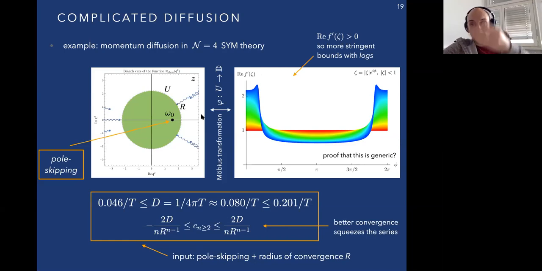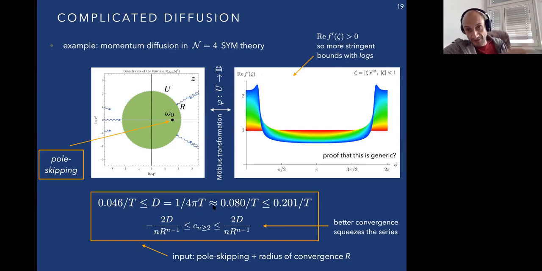Now, which point am I going to pick where I know the function? Well, I'm going to pick the pole skipping point because that's actually easy to compute from holography. All right. Then I use this machinery, I check that everything's okay, and I plug it into the bounds. And here actually one can use these more stringent bounds with the logs because they have even nicer univalence properties, and you get the kind of bounds that I'm stating here. So you get a lower bound on the diffusion constant, which is something not too bad.